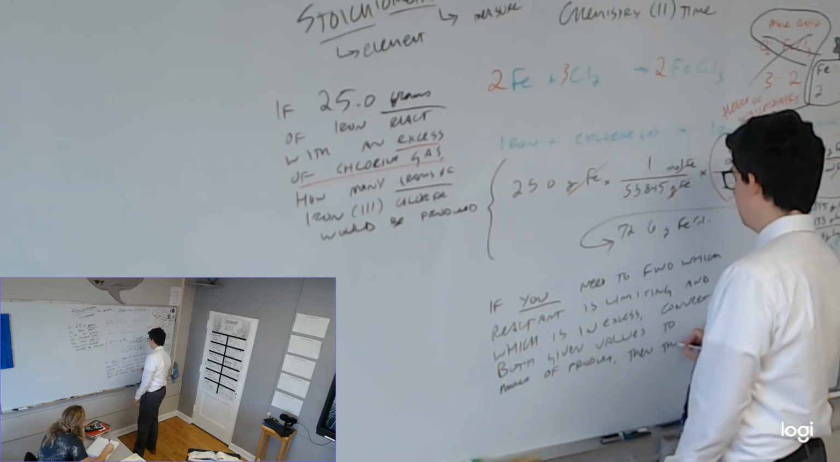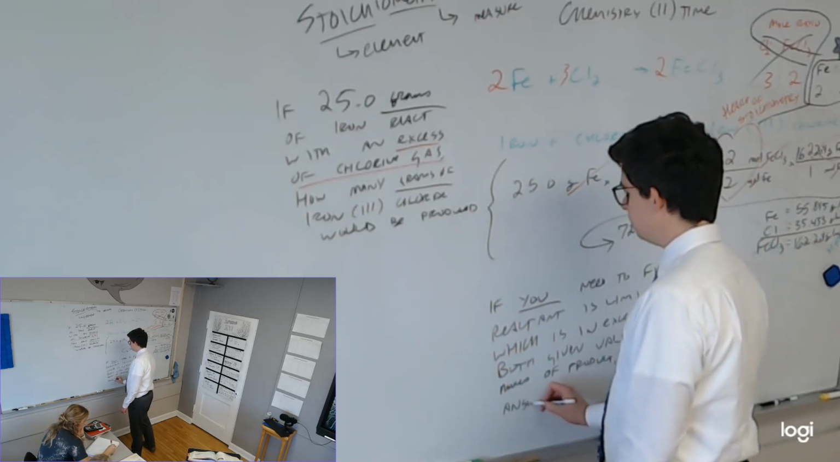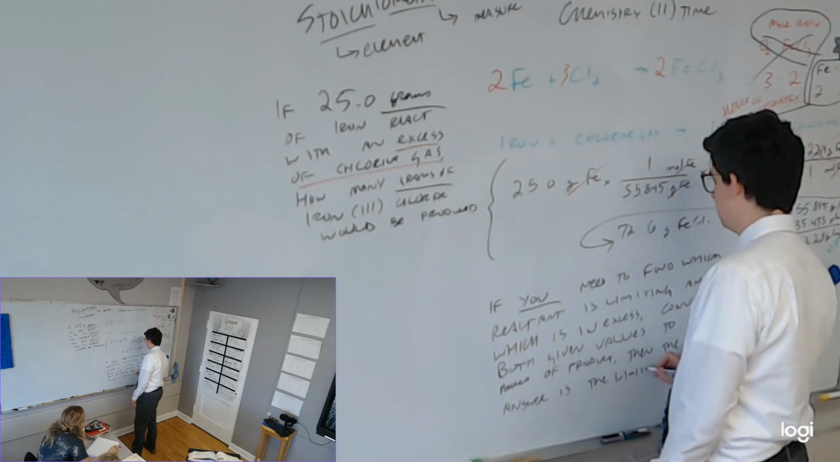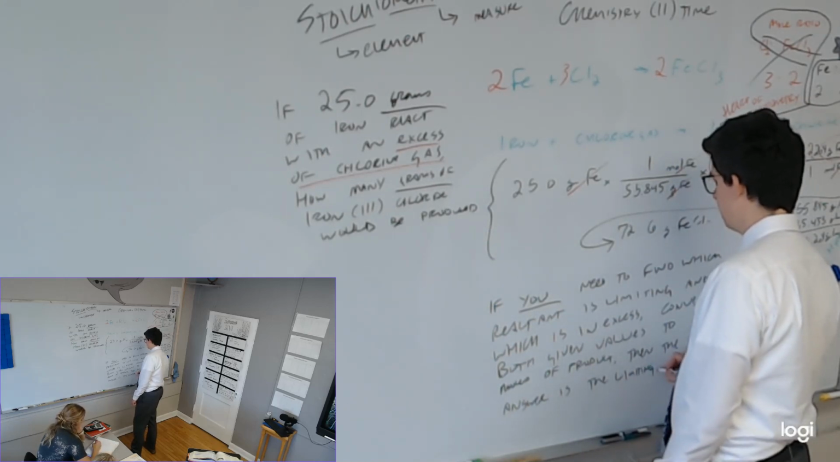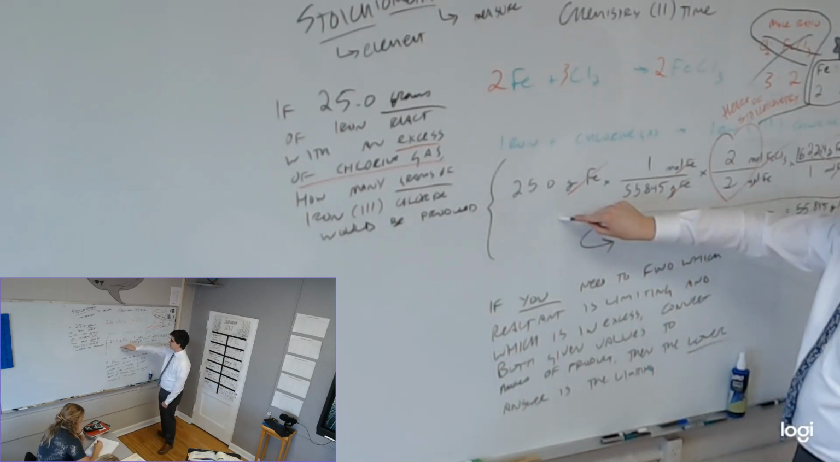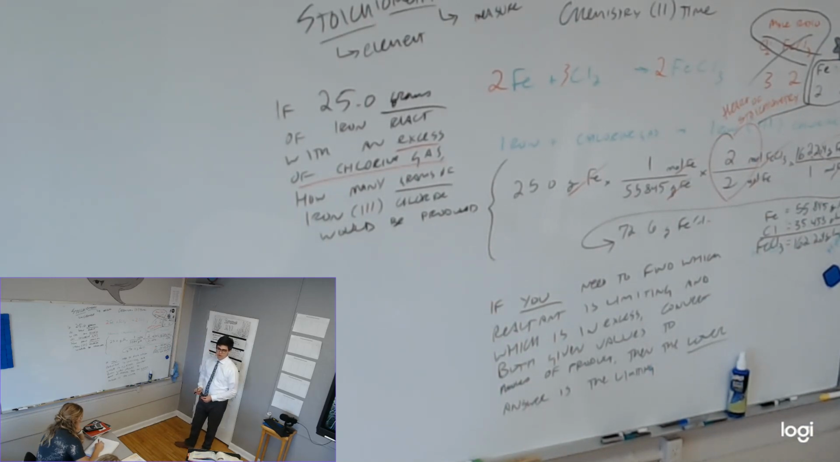Then the lower answer is the limiting. So basically you do this exact same thing with both of the givens, and whichever one has the lower answer, that's the limiting reactant. I feel like we've done this before. We have done it before. And what would be the excess reactant then by default? The bigger one. The other one, yeah.